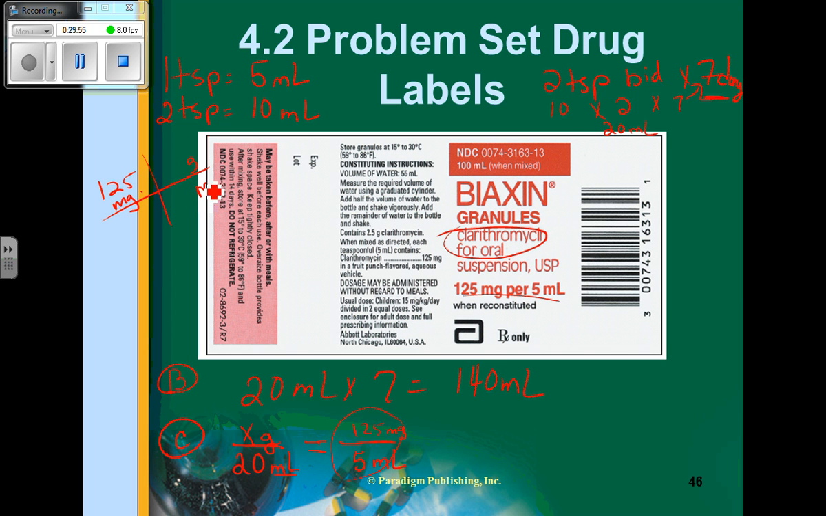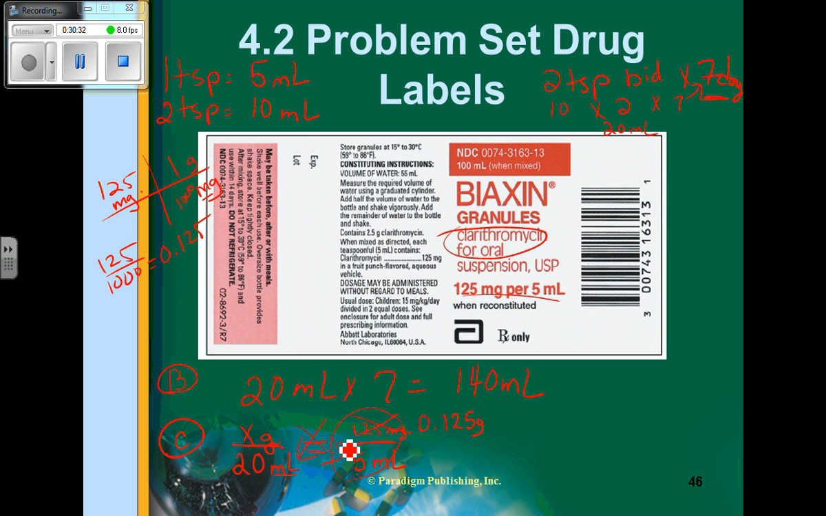Milligrams here, grams here. One unit means 1, milli means 1,000. So then you have 125 divided by 1,000, and that would be 0.125. So I've taken the 125 milligrams and converted it over to grams so they would match the top, and it would be 0.125 grams. So now they're the same.